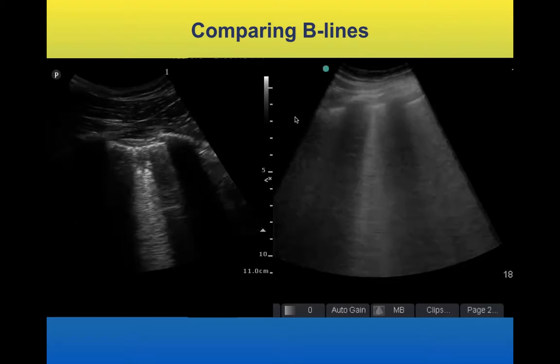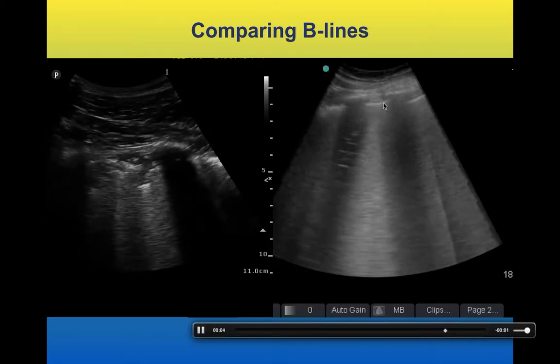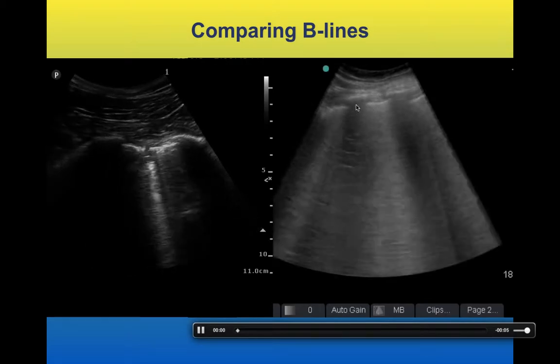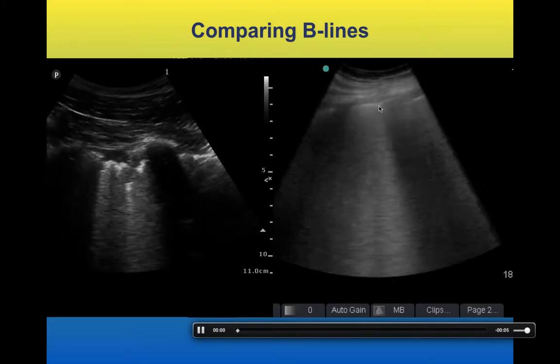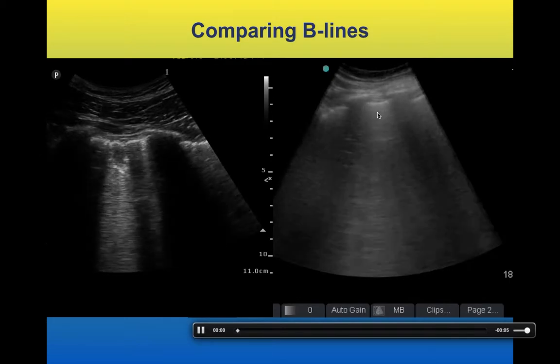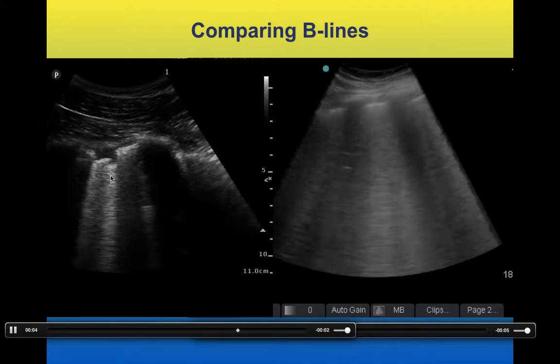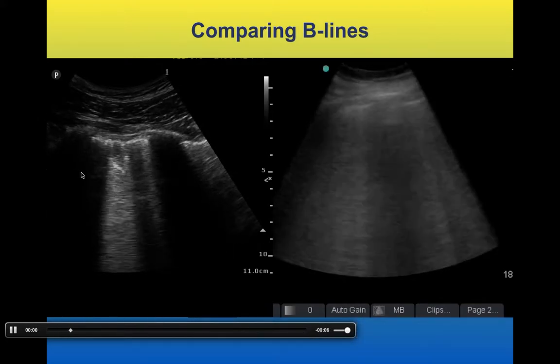Okay, so to compare B lines, this is pulmonary edema. These B lines are diffuse, emanate from a smooth pleural border. There's no focal consolidations underneath that pleural border, as opposed to these B lines, which are coming from lower down.